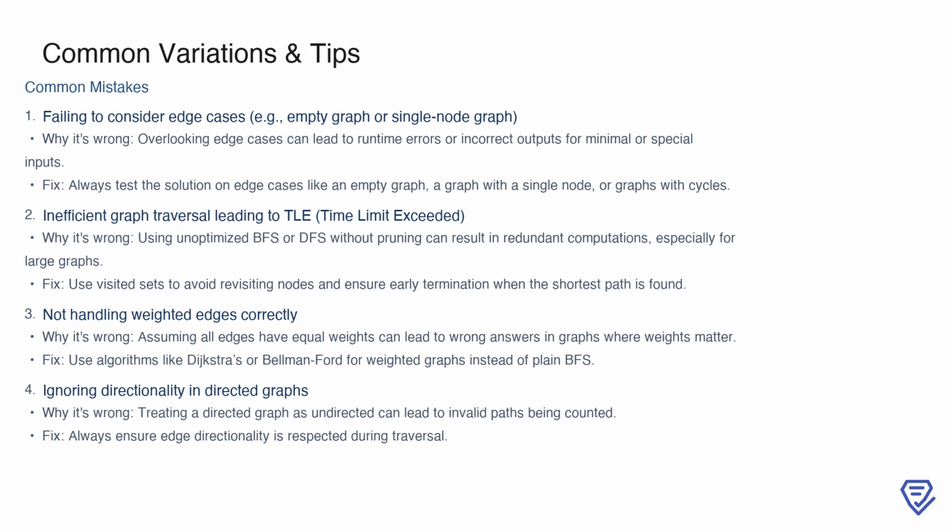Another mistake is not handling weighted edges correctly. Assuming all edges have equal weights may work for unweighted graphs, but for weighted graphs, algorithms like Dijkstra's or Bellman-Ford are needed to account for the weights. Lastly, ignoring directionality in directed graphs can result in invalid paths being included. Always respect edge directionality during traversal to ensure correctness.